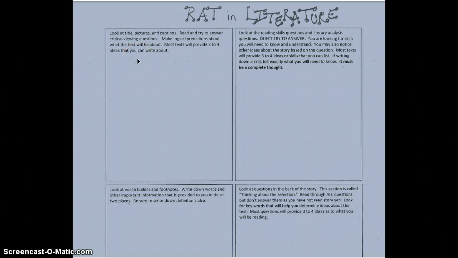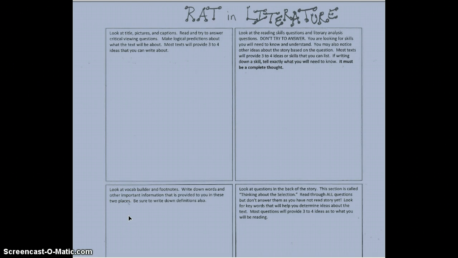at the title of the text that you're going to read, if there are any pictures, captions, and then there may be critical, they call them critical viewing questions, which go hand in hand with the illustrations. You need to make logical predictions about what the text will be about. That means you have to have some evidence that you can use to support your prediction. Your prediction may not be right, but the fact is that you're trying to use the title and the pictures to try to create something in your mind about what this text will be about.